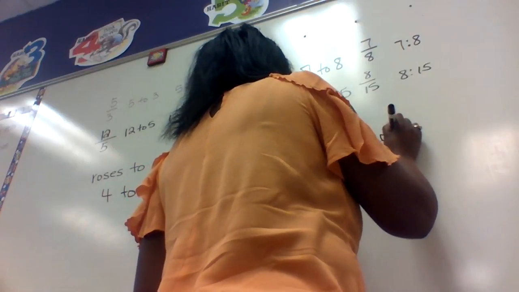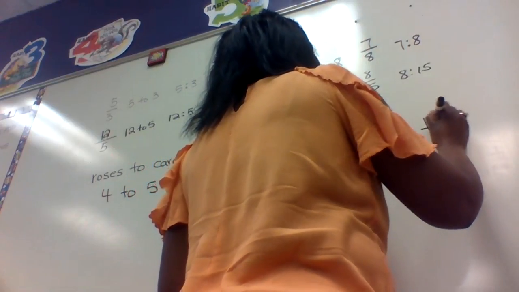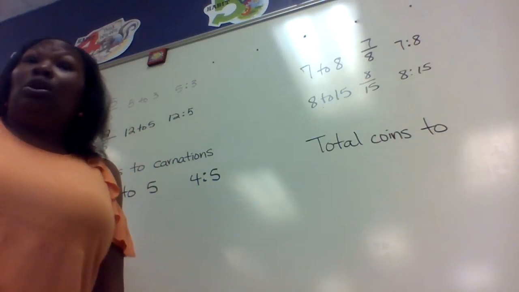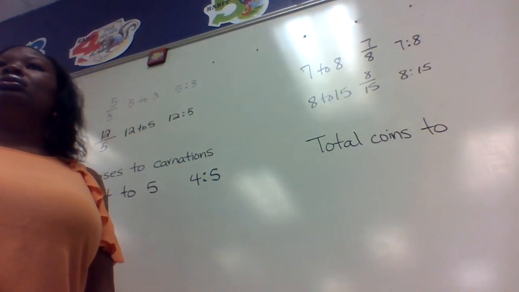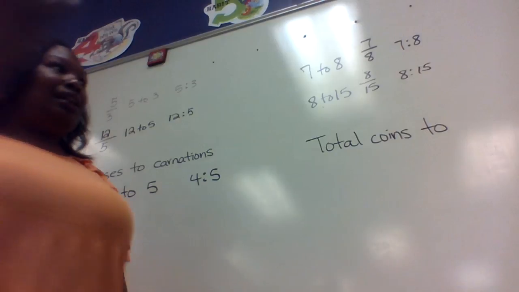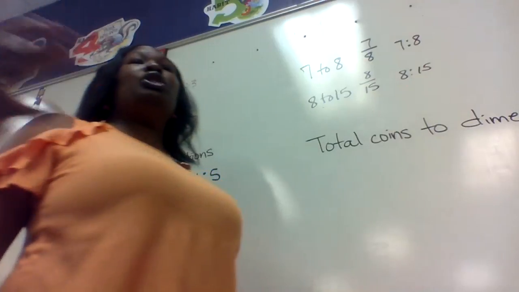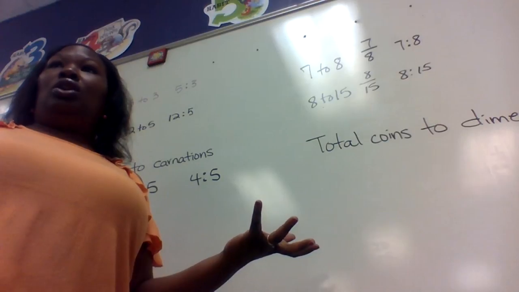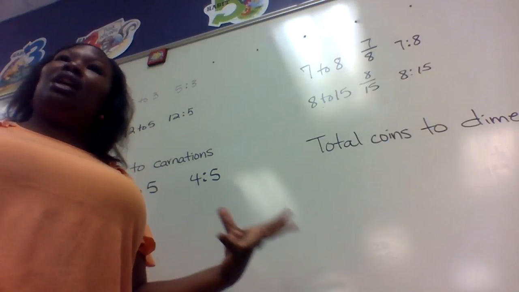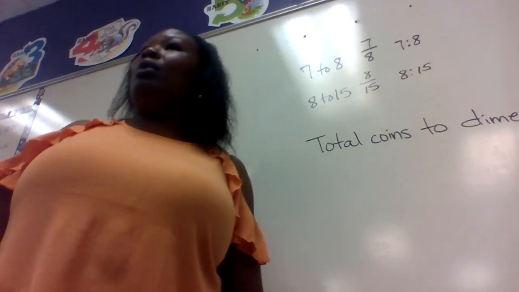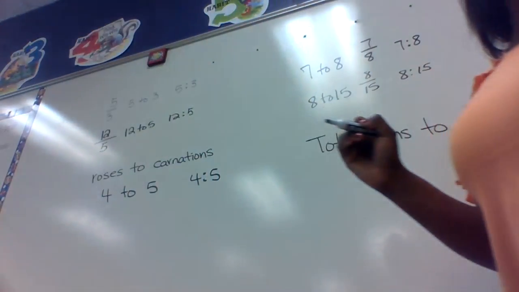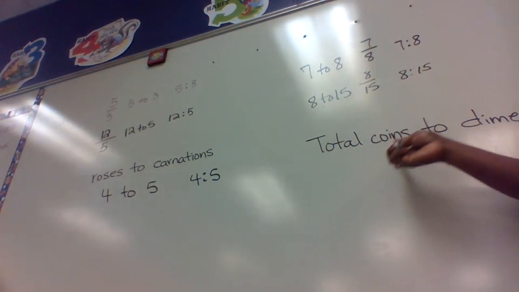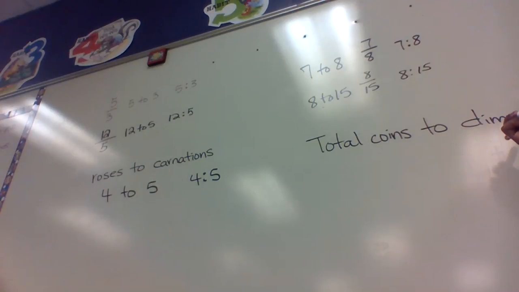So a part of the coins to what? A part. So what's the part? Dimes, okay? Total coins to dimes. It's a quarter. It doesn't matter which part. You could have said total coins to quarters. It doesn't matter which ratio you say. All they wanted you to do was describe a ratio in words. So when we talk about words, you need to have words to go with your ratios.